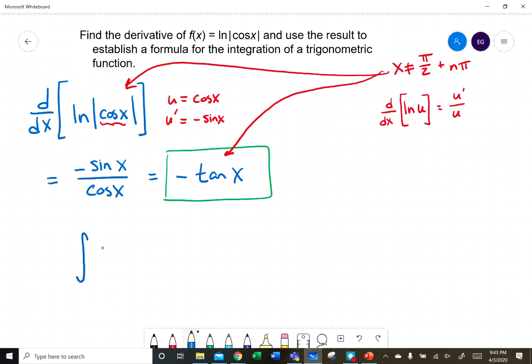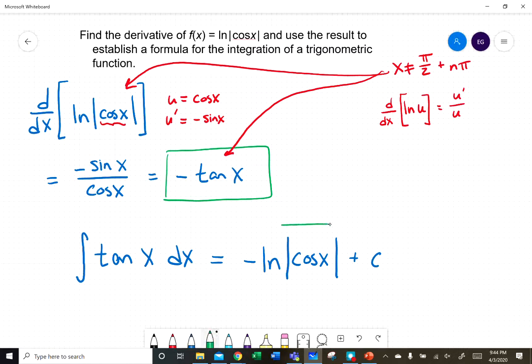So based on this result, the antiderivative, or the indefinite integral of the tangent of x. Well, let's put this negative sign. If we know the derivative of ln of absolute value of cosine of x is negative tangent, well, then the derivative of negative ln of absolute value of cosine of x should equal positive tangent of x. So the antiderivative of tangent is negative natural log of the absolute value of the cosine of x, and don't forget, plus c, our constant of integration.